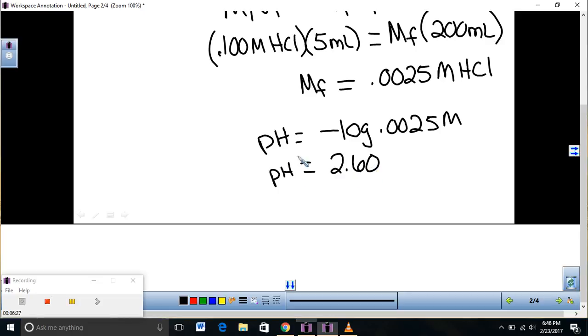So before I diluted it, it had a pH of 1. I added 195 milliliters of water, and we have elevated the pH to 2.6. Not hard, just a dilution problem.